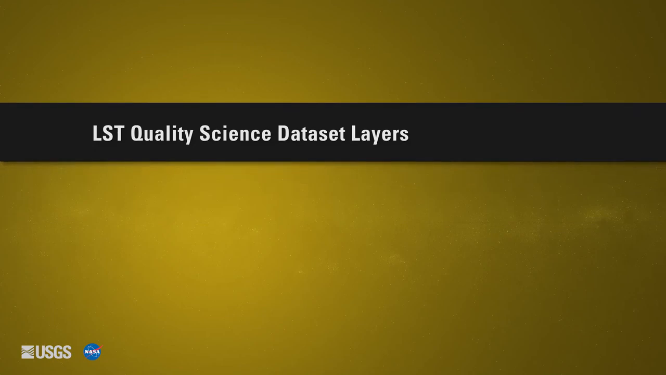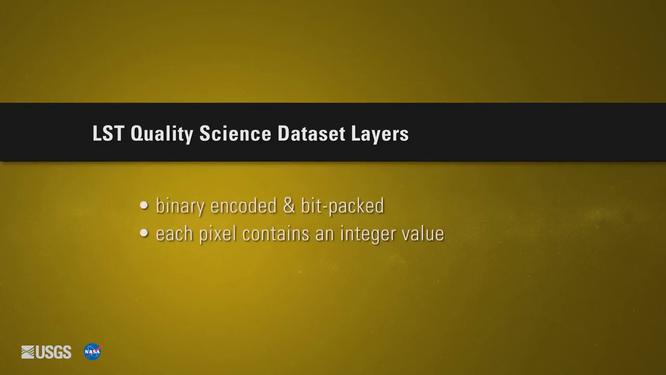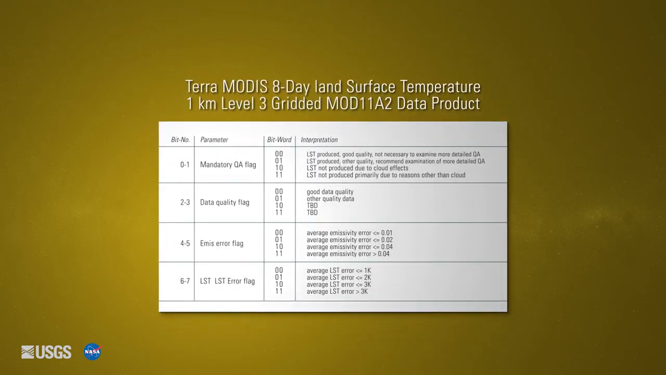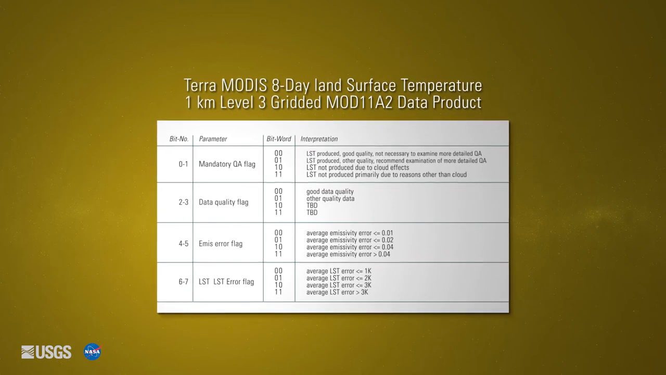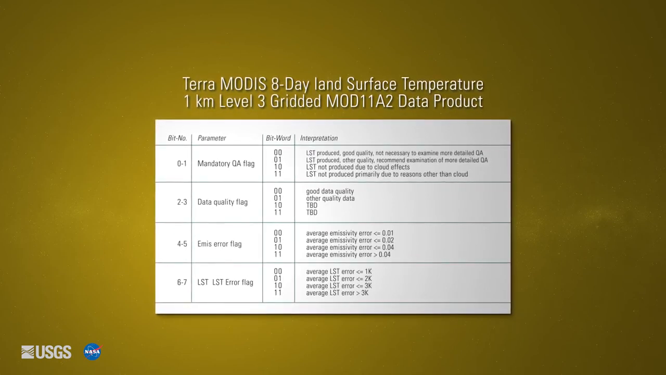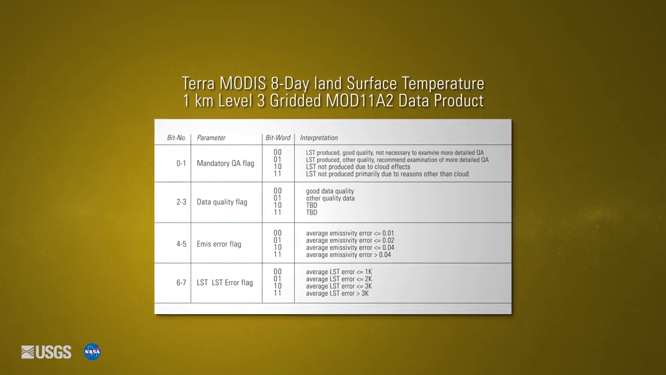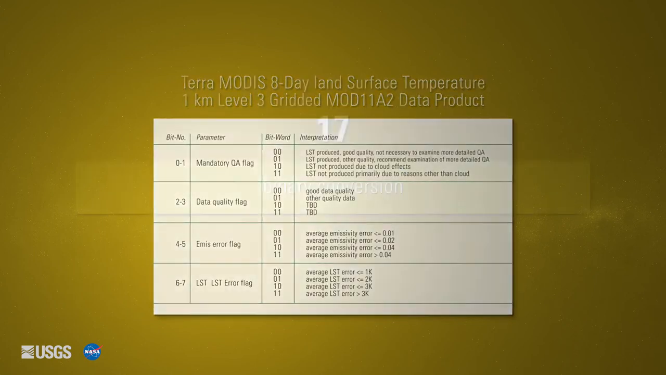The LST quality science dataset layers are binary encoded and bit packed, meaning each pixel in the QA layer contains an integer value that must be converted to a bit binary value for interpretation. The bit string interprets various parameters as shown by this chart. Here's an example of how to break down a bit binary value using the MODIS 8-day land surface temperature 1 km level 3 gridded MOD11A2 data quality layer.